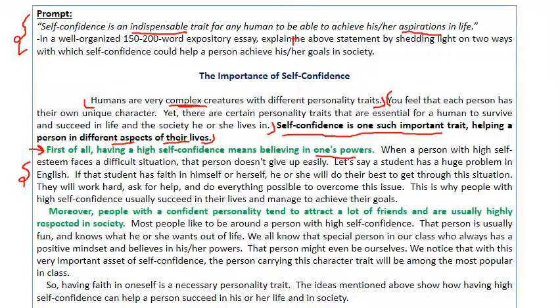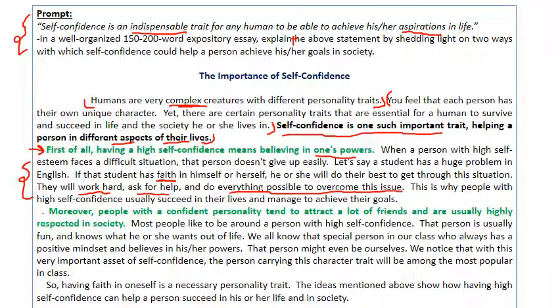Notice how I support my ideas. I need to give an example. If that student has faith, believes in himself or herself, he or she will do their best to get through the situation. How? They will work hard, ask for help, and do everything possible to overcome this issue. They didn't just freeze there, they did something. This is why people with high self-confidence usually succeed in their lives and manage to achieve goals.